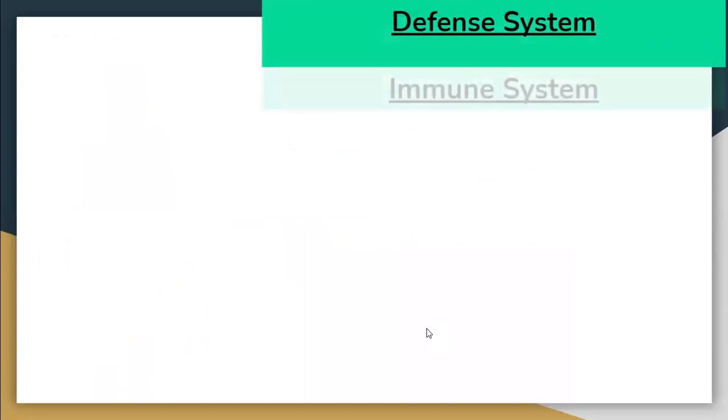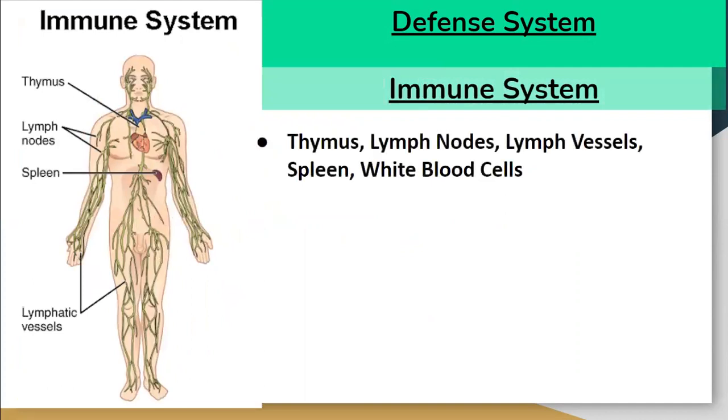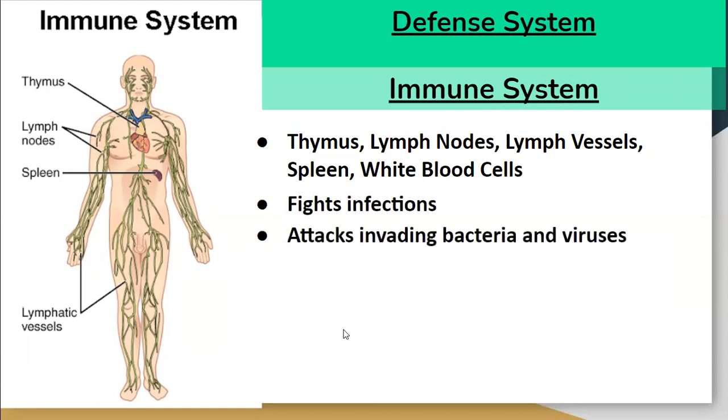Okay, now we have the defense system. That's your immune system. Your immune system includes the thymus, the lymph nodes, the lymph vessels, the spleen, and the white blood cells. They help to fight infections, and they attack invading bacteria and viruses.